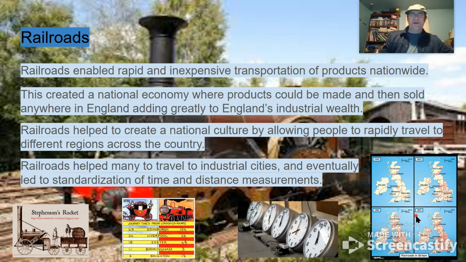This helped to create a national economy where products could be made and then sold anywhere in England, and this contributed to England's growing industrial wealth. Railroads also helped to create a national culture by allowing people to rapidly travel to different regions in the country.